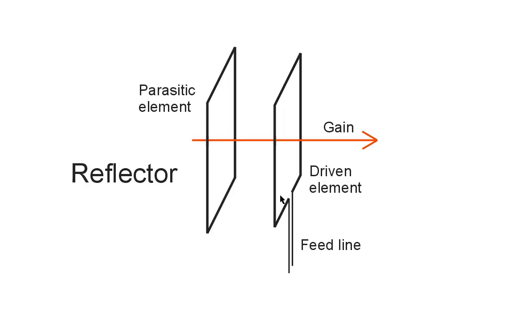If you want to make it a director instead, you would make it a little bit smaller in circumference than the driven element. The spacing is also fairly important, and this is all described in the book, particularly under the Yagi antenna design, which operates on a similar principle to the quad antenna. But again, it is a reflector. That's how it is acting, and that, in this question, is choice A.